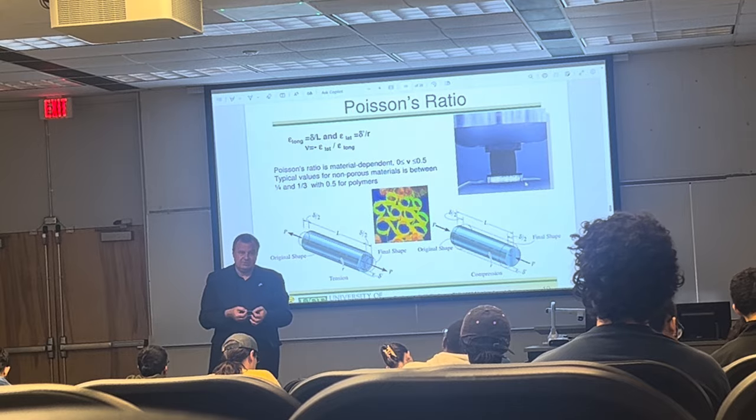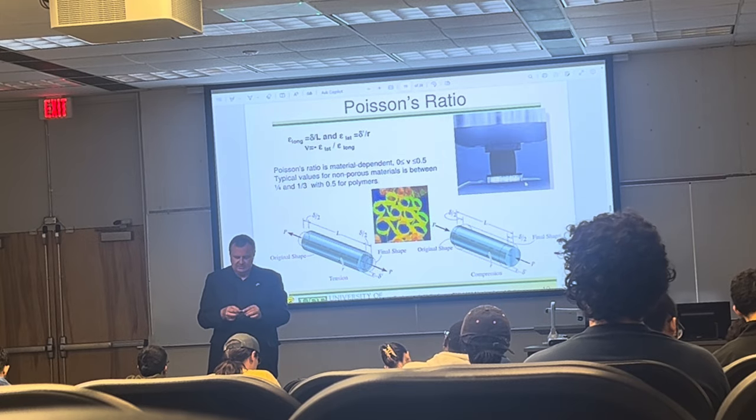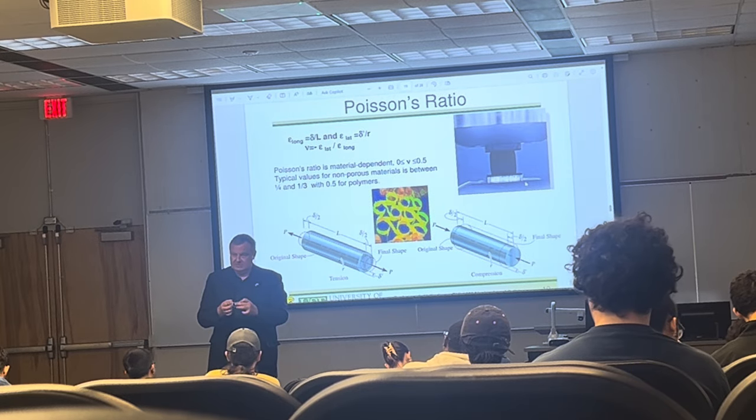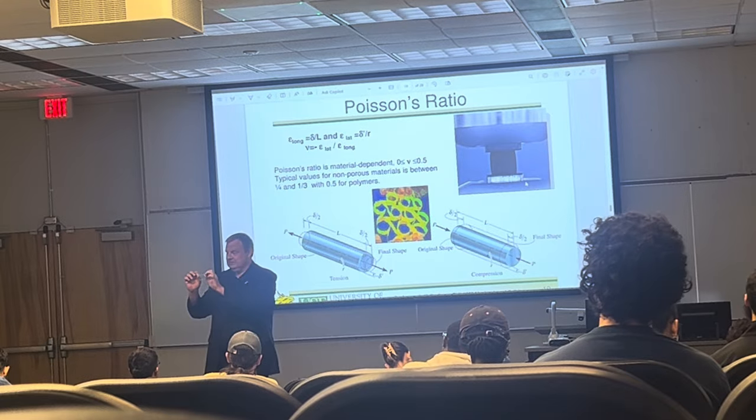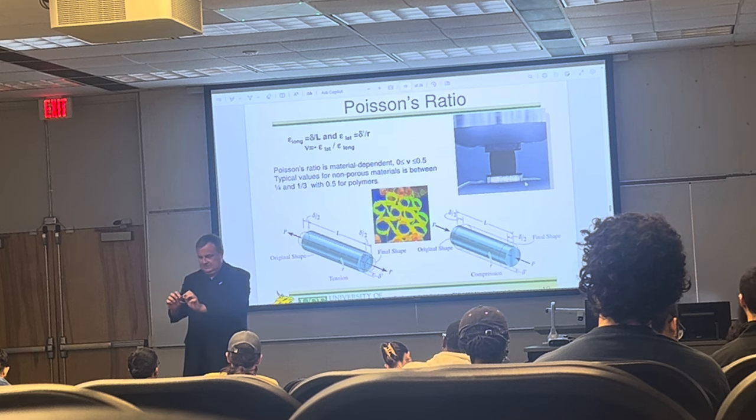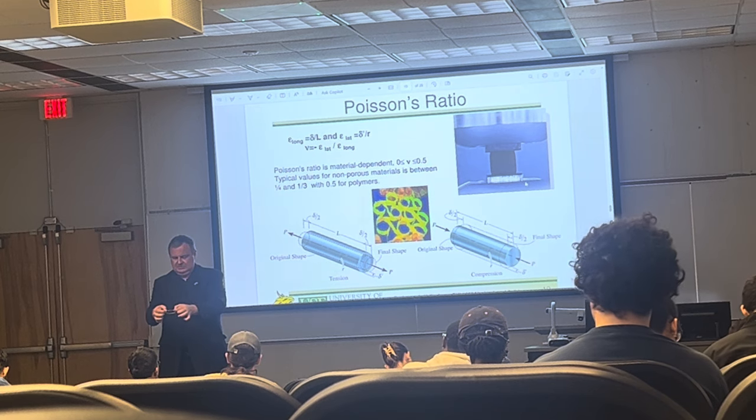Because there are two lateral strains. There's a strain in this direction that makes this less wide, and there's another strain in this direction which makes it less thick. You see it, right? It becomes thinner and becomes narrow.